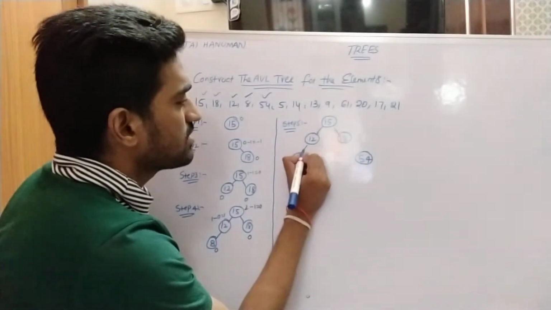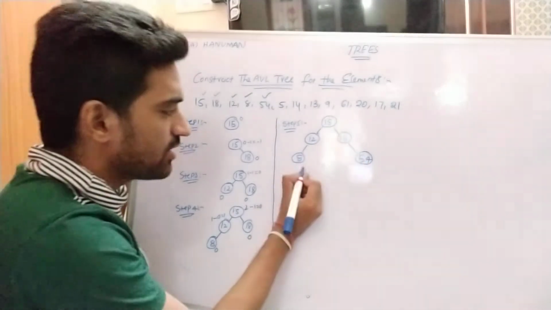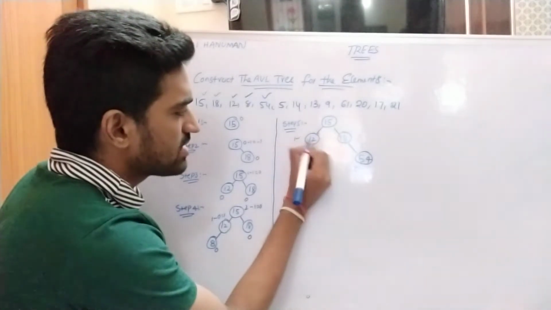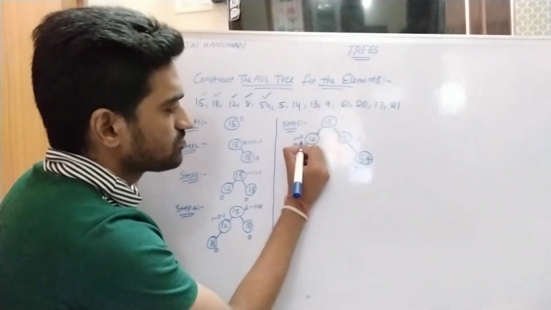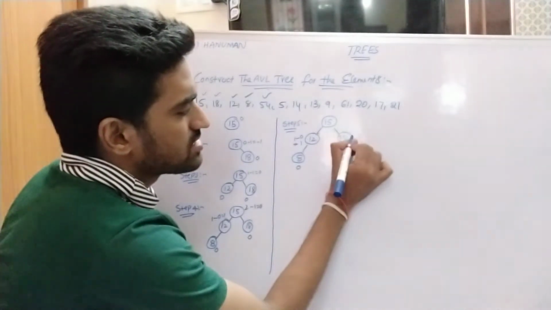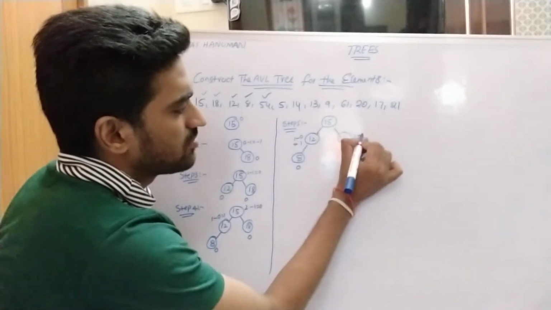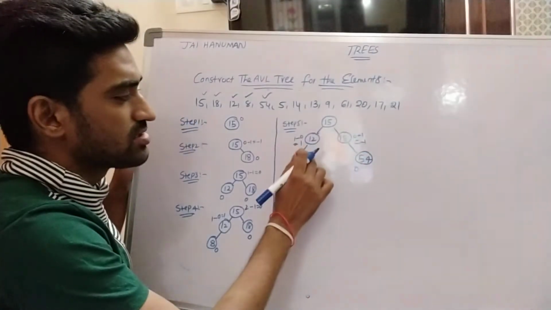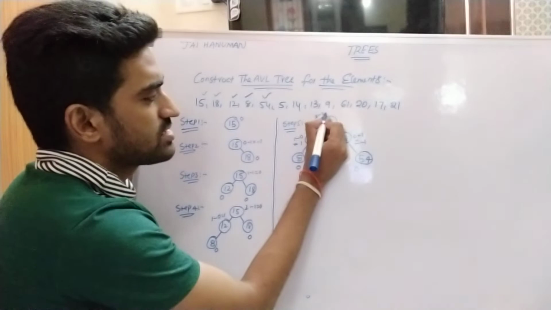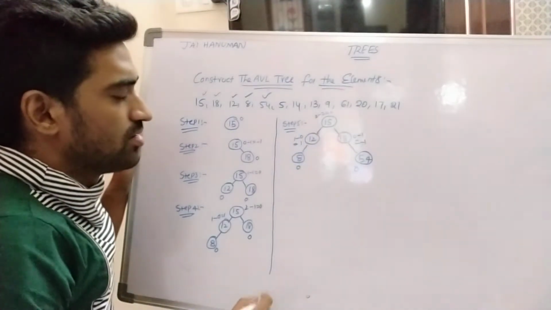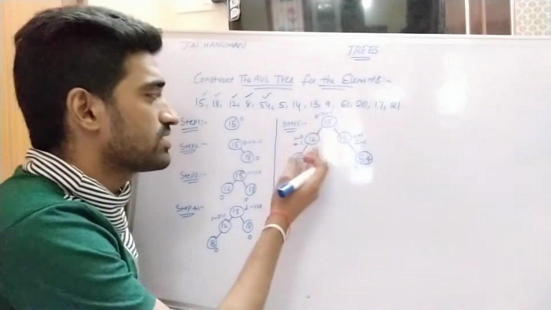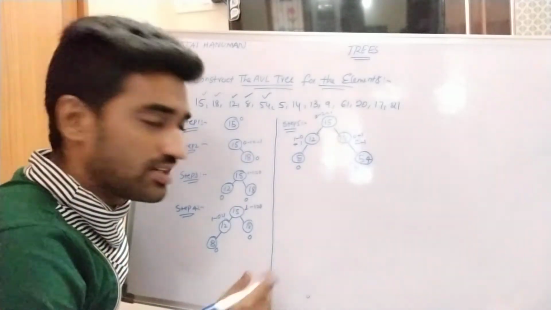Again, we are calculating the balancing factor for each and every node. For leaf nodes, the balancing factor is 0. For this one, height of left subtree 1 minus height of right subtree 0 is 1. For this one, height of left subtree is 0, height of right subtree is 1, so 0 minus 1, which is equivalent to minus 1. Height of left subtree 2 minus 2 is equivalent to 0. So this tree also satisfies the balancing factor property. That's why this is also an AVL tree, right? Okay.